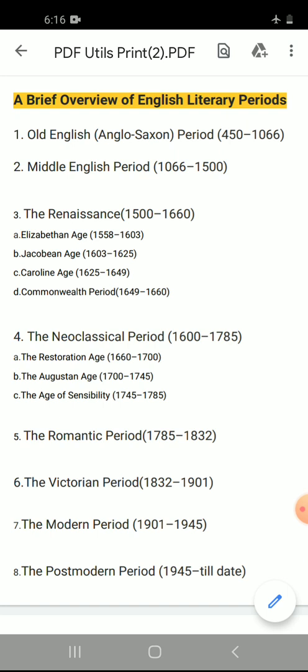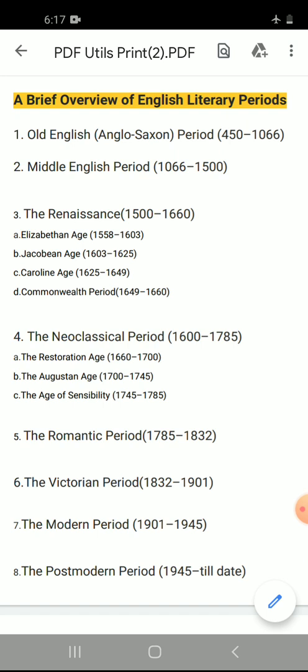Next age is the Caroline age, and the Caroline age covers the reign of Charles I. John Milton, Robert Burton, and George Herbert are some of the notable figures of this age. Next age is the Commonwealth period. Finally, the Commonwealth period was so named for the period between the end of the English Civil War and the restoration of the Stuart monarchy. John Milton and Thomas Hobbes' political writings appeared while drama suffered.